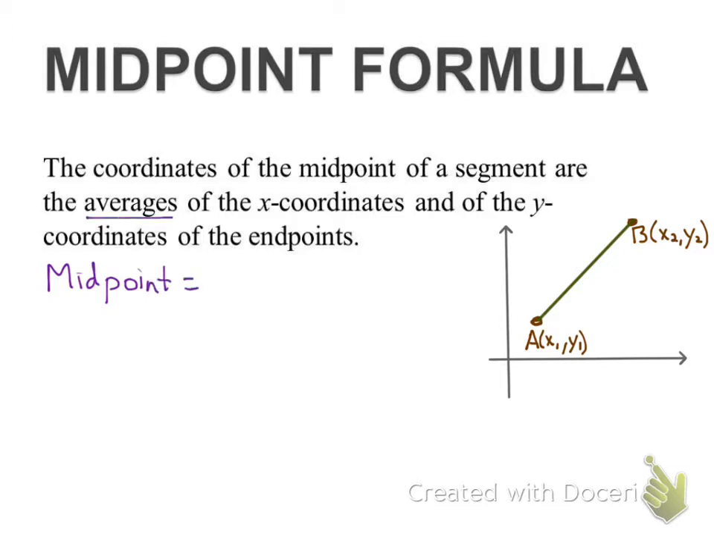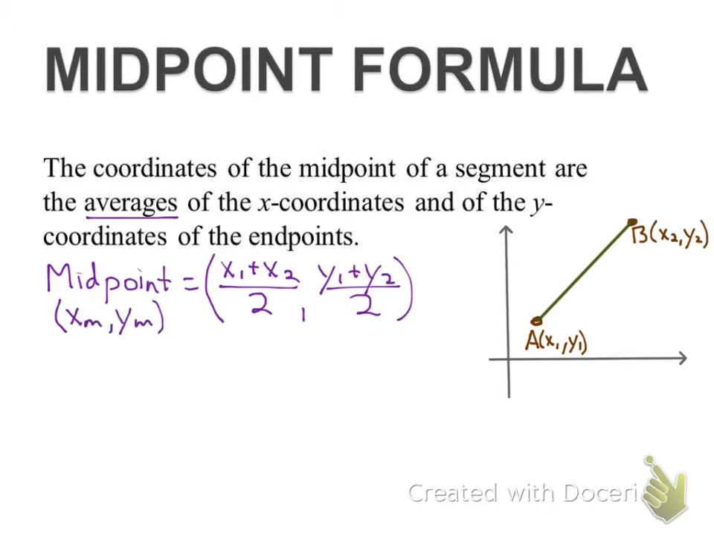I like the keyword here of averages. We take the averages of the coordinates. So if I have two x values, one from point A and one from point B, their average is found if I add them together and divide by 2. If I do the same thing for the y coordinates, y1 plus y2 over 2, that's going to give me the averages of each coordinate. Now this midpoint is an actual point we'll just call xm and ym.